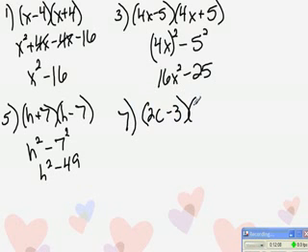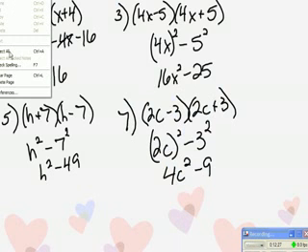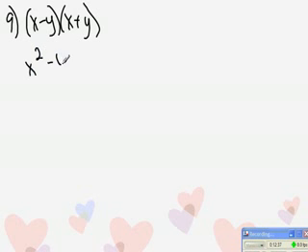2c minus 3 and 2c plus 3. So again, this is a product of a sum and a difference. So I take the first one squared minus the second one squared. That becomes 4c squared minus 9. Okay, hopefully you're getting the hang of this. I'm going to go ahead and clear it again. Number 9, we have x minus y times x plus y. First one squared minus the second one squared. No work step for that one because there isn't any.